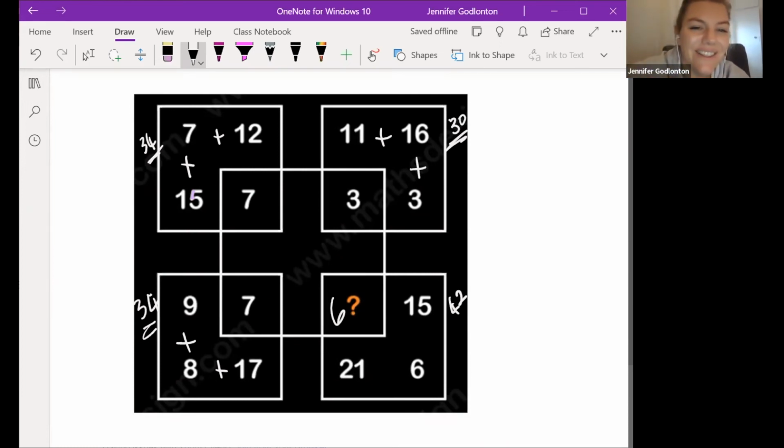So if we look at 34, 3 plus 4 is 7. And 3 plus 0 is 3. And 3 plus 4 is 7. And 4 plus 2 is 6. And that's how we found the number was 6.